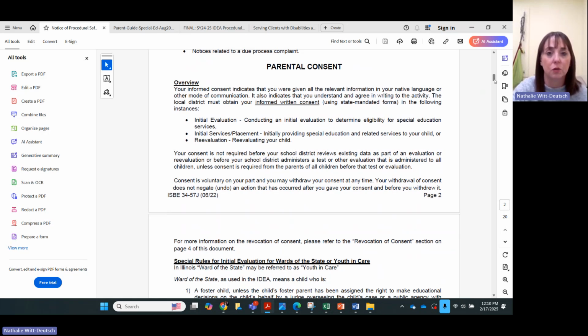You know that we can't go forward with initial evaluations or services or reevaluations without your consent. The school district could provide a reevaluation to your child without your consent, but they have to document that they have tried to contact you on 3 separate occasions in different formats, whether that's phone, email, in person, that nature, to get your consent, and they have not received that, then they can move forward with a reevaluation as long as that's all documented.